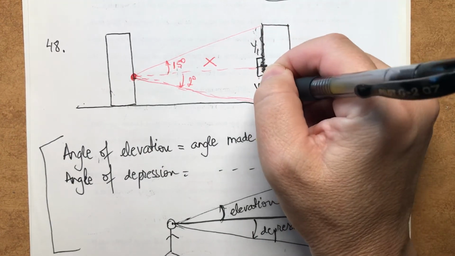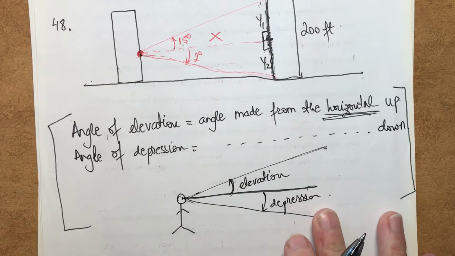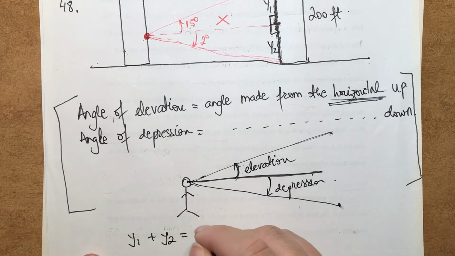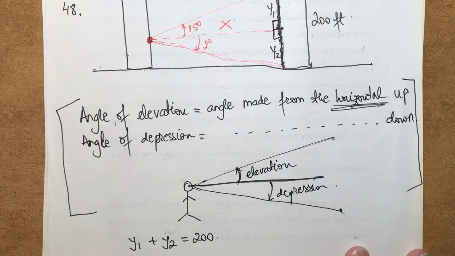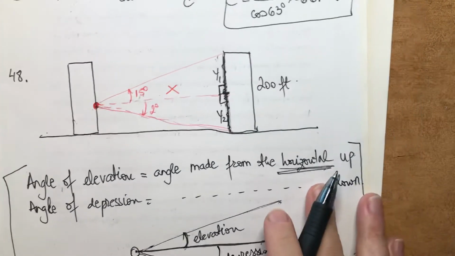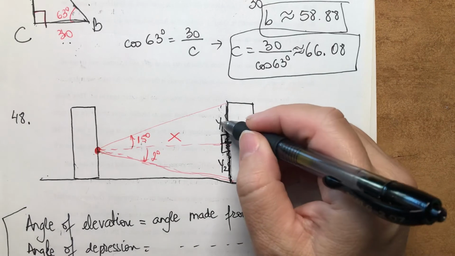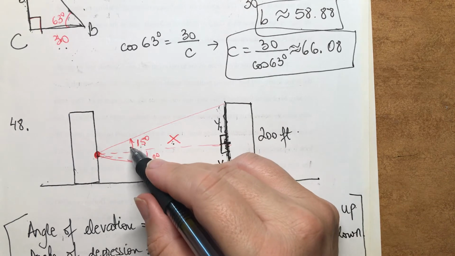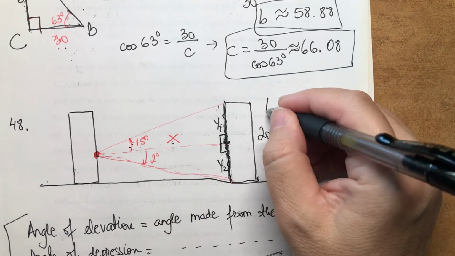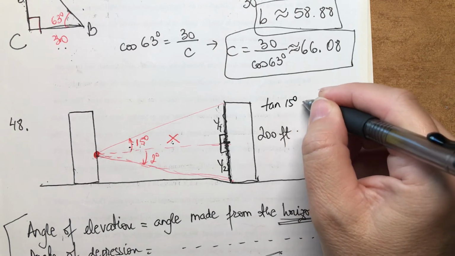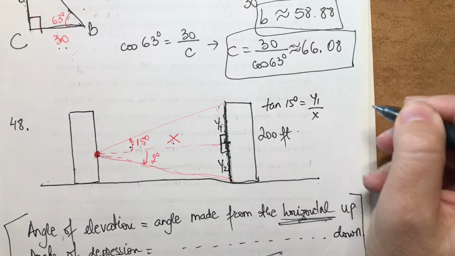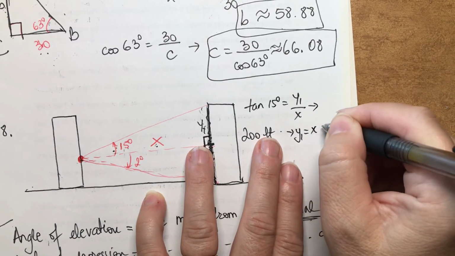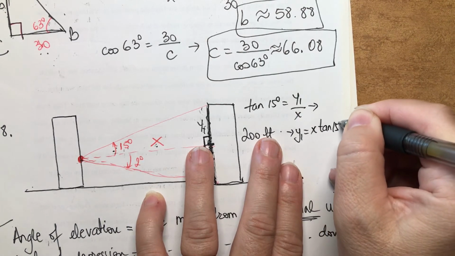And if you want, I can call this y1 and y2. And definitely what I know is that y1 plus y2 is equal to 200. Yes? And how do I find this y1? I'm going to write it here on the side just next to the picture. What puts together the x that I need to find and the 15-degree angle? It's going to be a tangent. So tangent of 15 degrees is the opposite over the adjacent. So from here, easily, y1 is equal to x times tangent of 15 degrees.